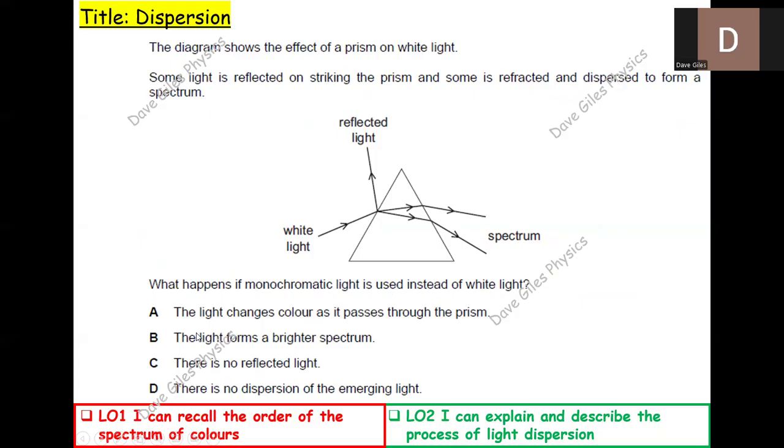So let's have a look at the options. The light changes color. Well, that can't happen. So if we use the example of red light, it can't just change color. The light forms a brighter spectrum. If anything, some is going to be reflected, so it's going to be less bright. There is no reflected light, still going to be some reflected. There is no dispersion of the emerging light. So that is correct, because there's only one color, it's monochromatic. It can't disperse, so it is D.